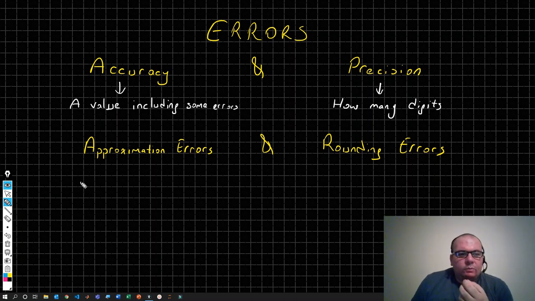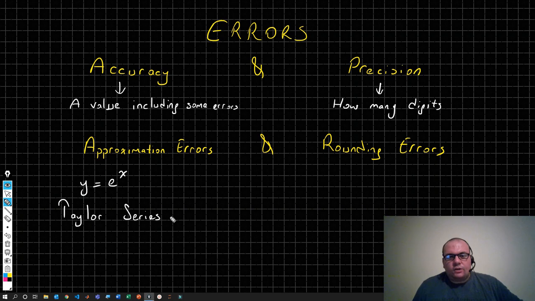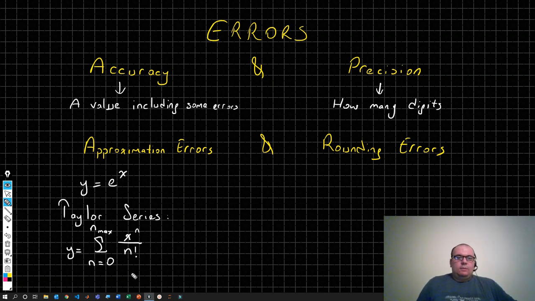Let's think about, for example, y equals e to the power of x, where e is a natural number. What if we use Taylor series to calculate the result of this equation? It becomes y equals a sum, where n equals 0 and it goes up to a value which we call n max. It will be a maximum value for n. And then the term becomes x to the power of n over n factorial, right?